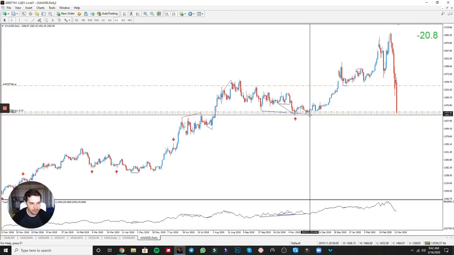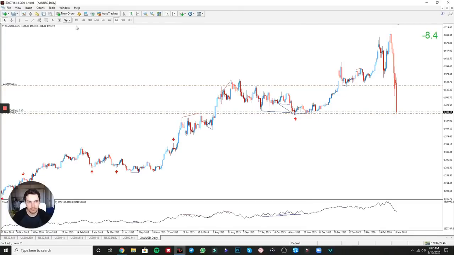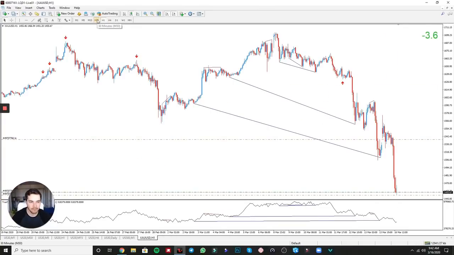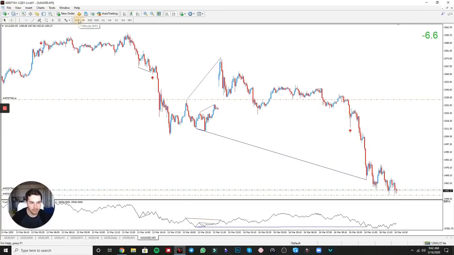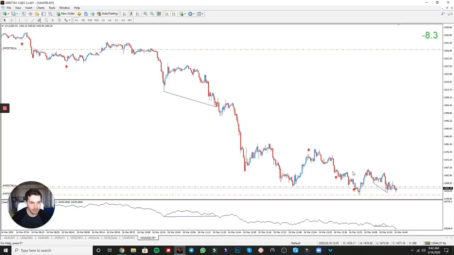Okay, daily time frame right here. Here's my pip counter, minus 8 pips. I have my finger ready for a buy. Right now is the perfect time. Man, this is going to be a risky trade. Waiting for a good entry for the members. Okay, that's going to be 55 pips.